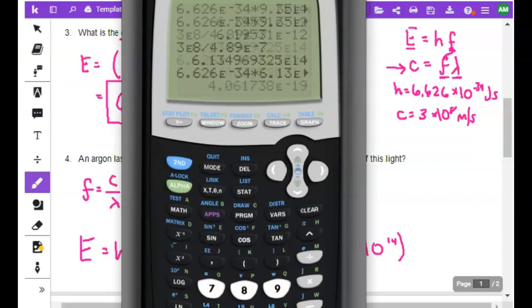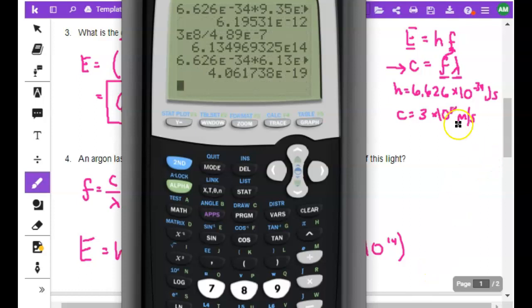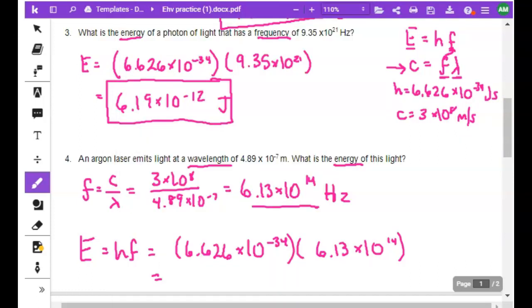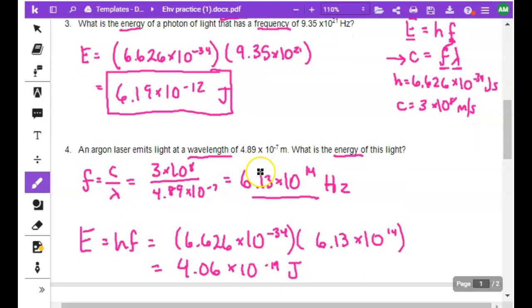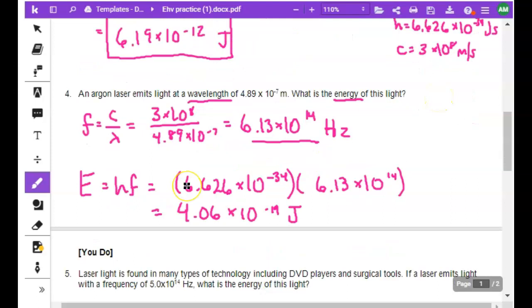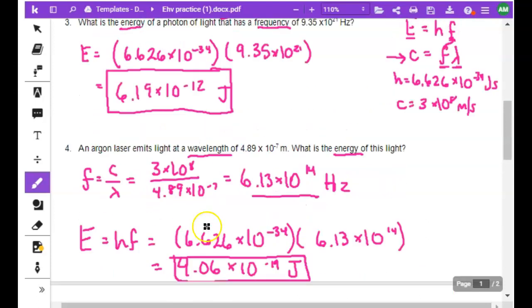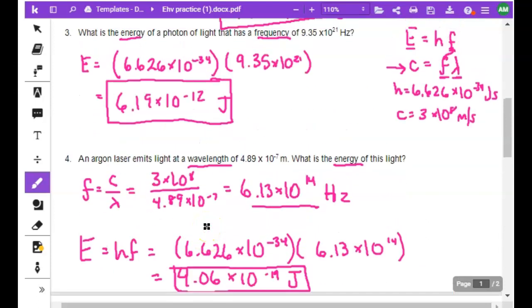Notice I'm not putting the times or the tens in, I'm just writing E. But I get 4.06 times 10 to the negative 19th. So 4.06 times 10 to the negative 19th joules. So that's how I would find energy in the two-step process. Does that make sense? Do we have any questions about either of those?